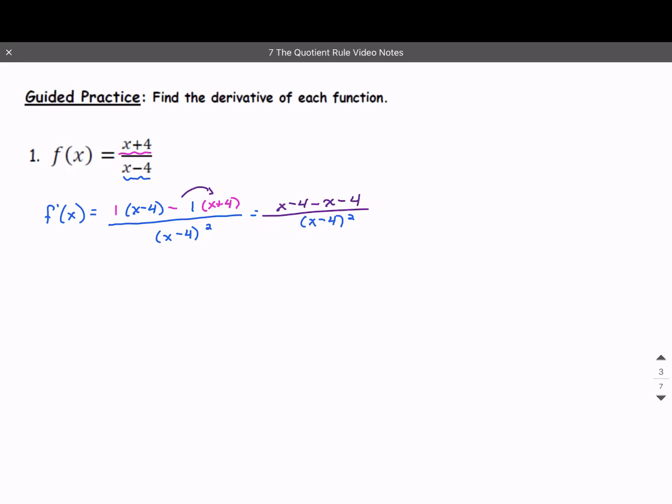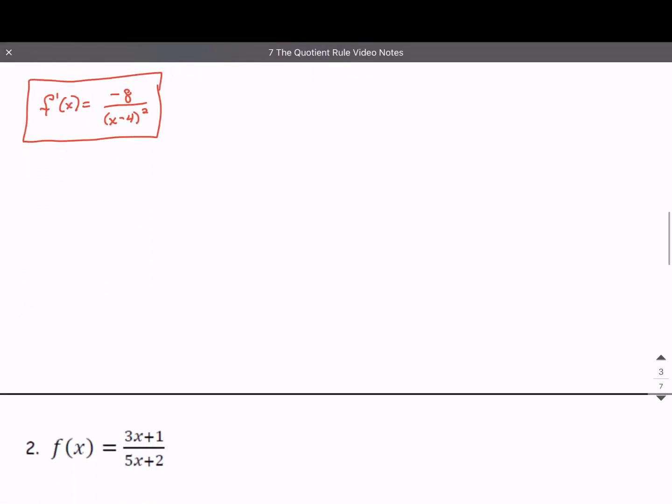Okay? So the next thing we're going to do, I'm just going to write my f prime of x here. We combine like terms. Notice the x minus x is going to add to 0. That's going to leave me in the top a negative 4 minus 4, which is negative 8, over the quantity x minus 4 squared. And we are all done.